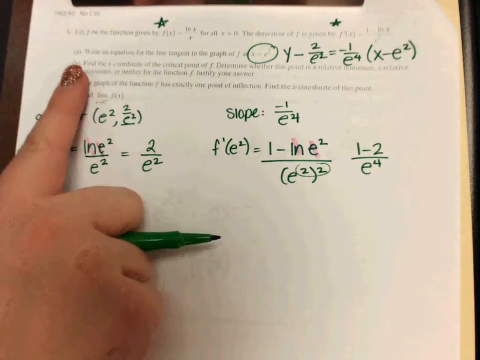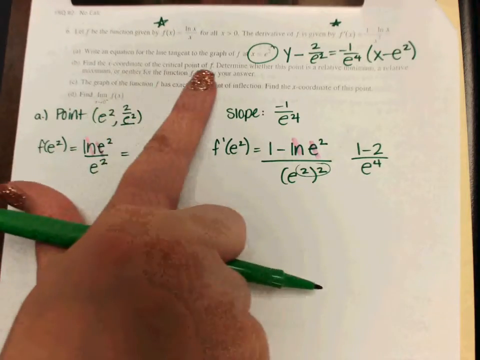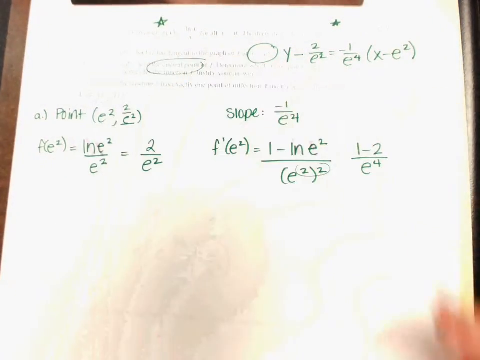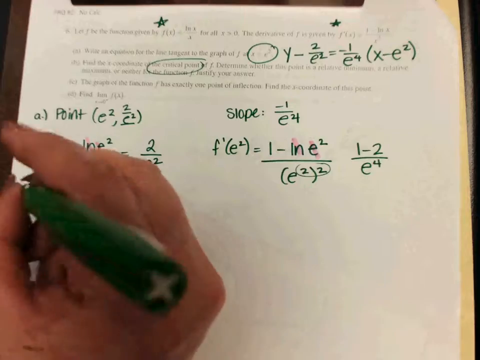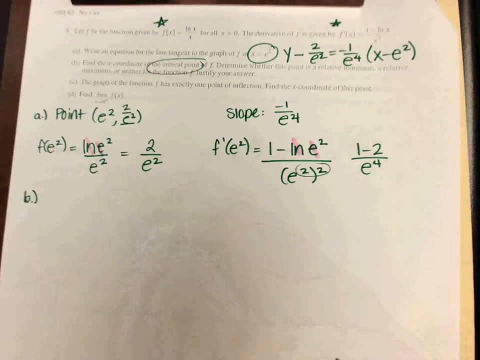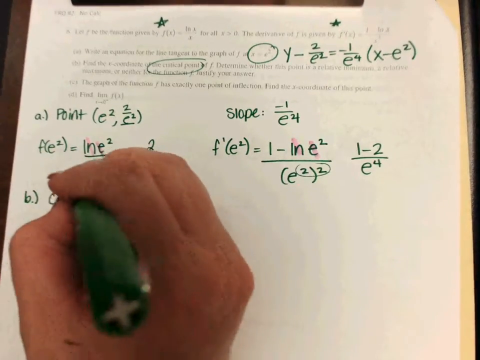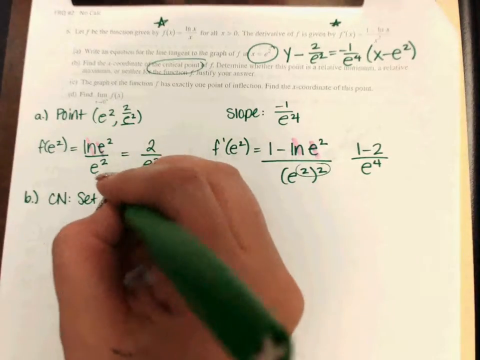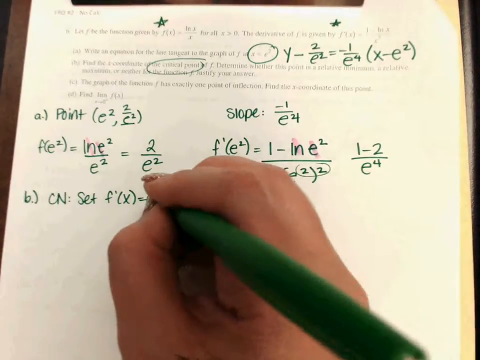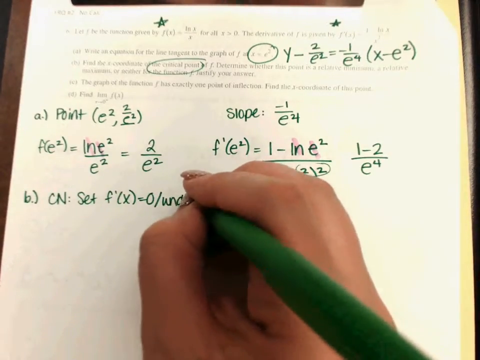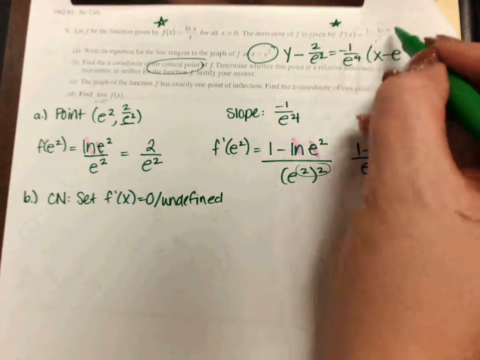Okay, for part B, it says find the x-coordinate of the critical point of f. Now notice, that is not plural. That means that there's only one critical number. Okay, to find a critical number, remember that I need to set f prime of x equal to 0 or undefined. And they already gave me f prime of x right here.